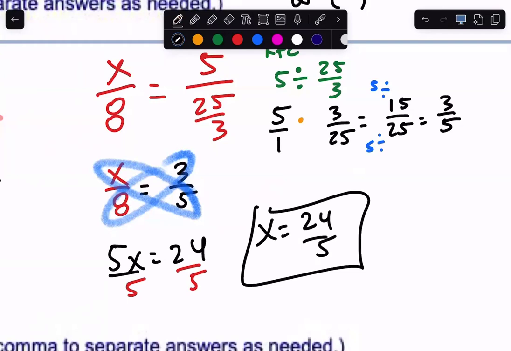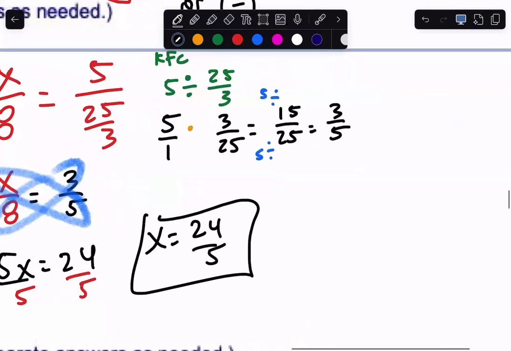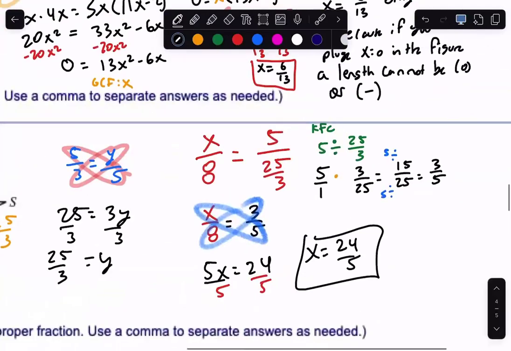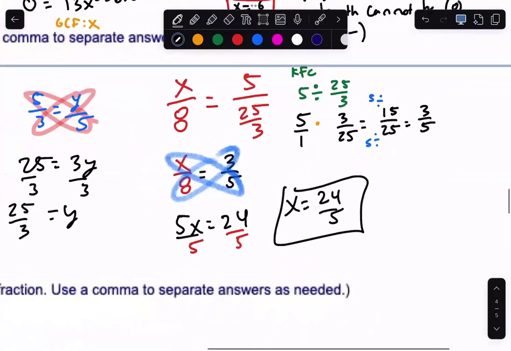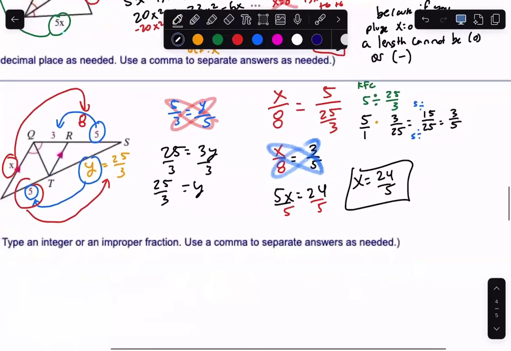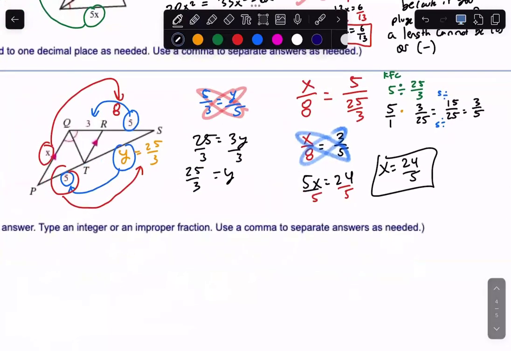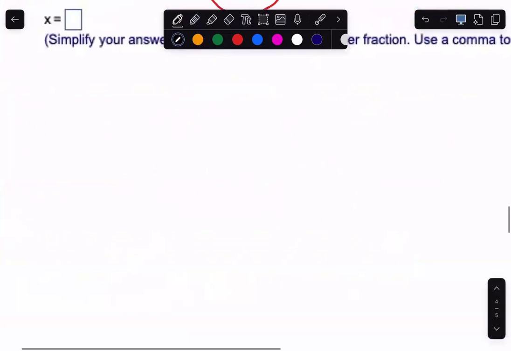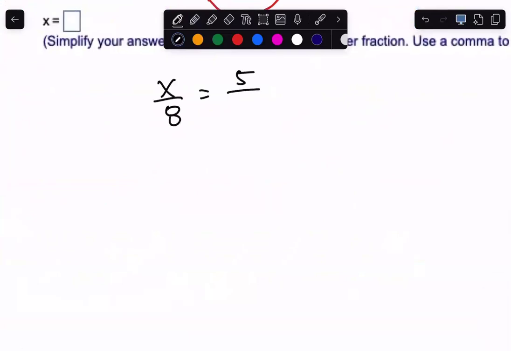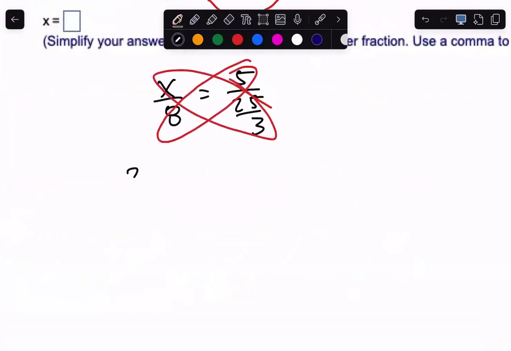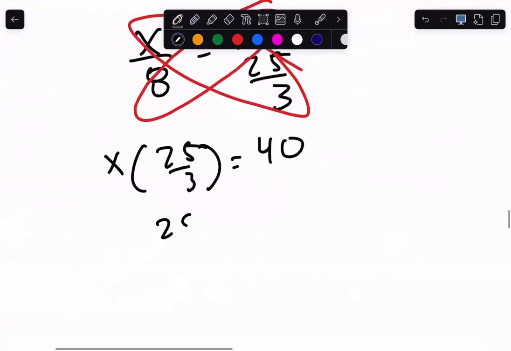Actually, could you do this without simplifying the fraction? Let me try it. Let me see if you get the same answer either way. So let's see. You don't have to do this. Is anyone still writing this one down? Because I think it still works if you do cross multiplication with a fraction and division. So let's try it. I'm gonna try it and see if we still get the answer. So let's see. X over 8 is equal to 5 over 25 thirds. Cross multiply. So X times 25 thirds is equal to 8 times 5, which is 40. This would be 25x divided by 3.